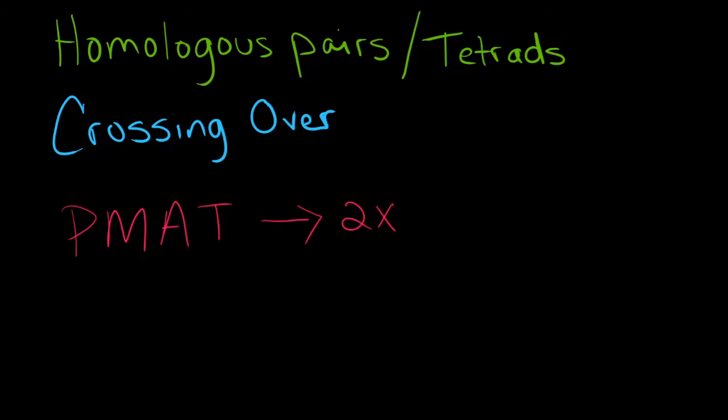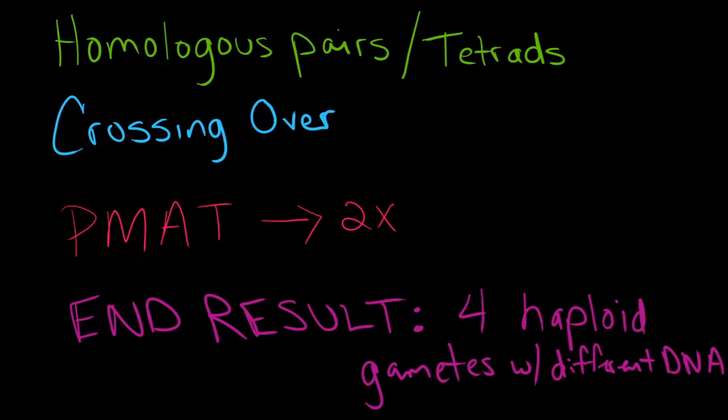And it occurs twice. So we're going to go through our process of nuclear division where we divide up the nuclear material in the cell. Again, PMAT: prophase, metaphase, anaphase, telophase, but it's different than mitosis because we're going to do that twice. That's what gets us a total of 4 cells, which again is our end result. The whole purpose, the whole shebang here, this is what it's all about, the end result: 4 haploid gametes that have different DNA.